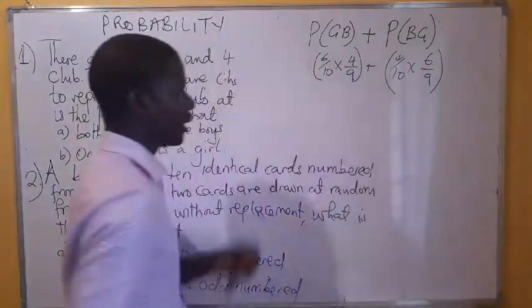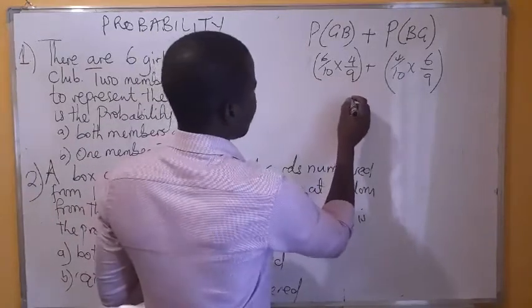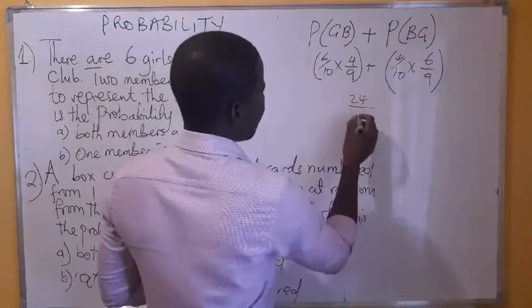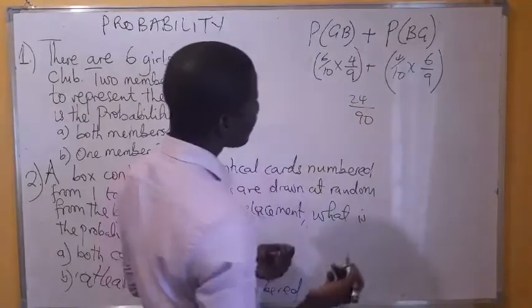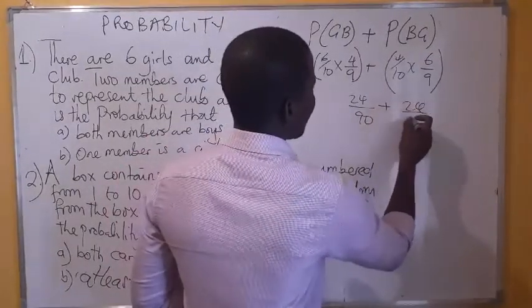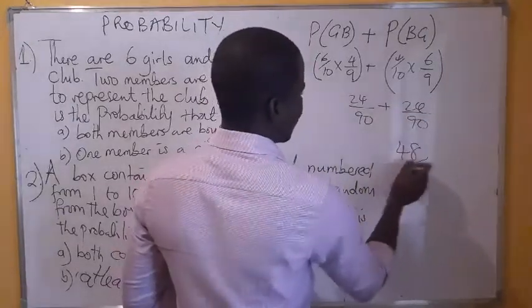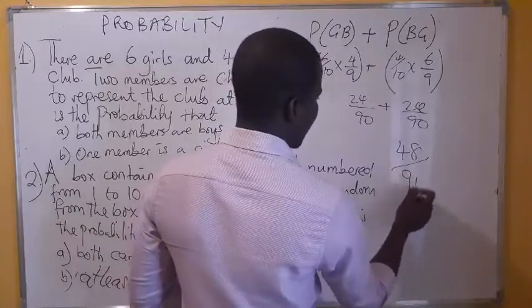This is what we have to work with. So we can say this is what? 24 over 90 plus 24 over 90. When you add, you have 48 over 90.